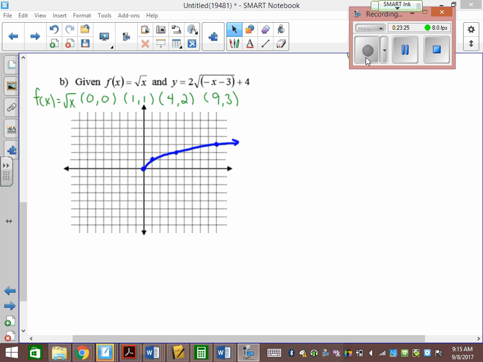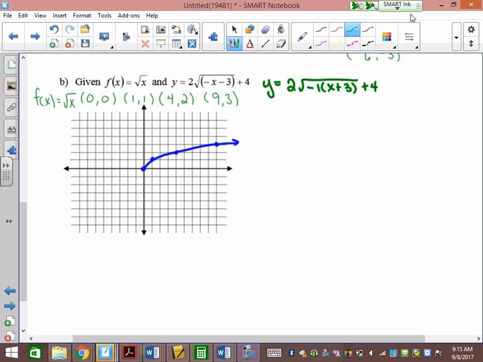Now we have to remember to take this -1 out. So we're going to get y equals 2 square root of -1 times (x plus 3). Because remember, if you forget to take it out, your horizontal translation is going to be the wrong way, which is a problem because that answer will be there, right? So our mapping, our x, y, is going to become -1x minus 3. We do the opposite. And our y is going to be 2y plus 4. We do the same.